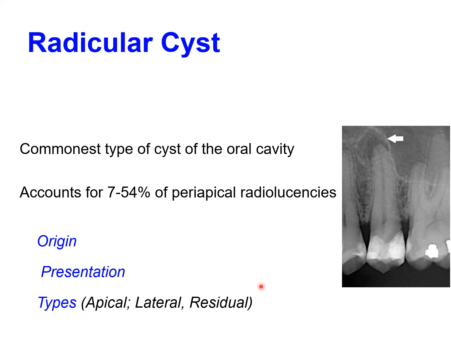There are three main types of radicular cysts. Apical is the most common, where the radicular cyst is localized to the root apex. Sometimes it may be in a lateral location, especially if there are lateral canals present in the root apex. And the third variety is the residual type of radicular cyst, which develops at the site of a tooth extraction. Following tooth extraction, if the radicular cyst is left in situ and is not removed, that is what we call a residual cyst, and we shall talk more about it.